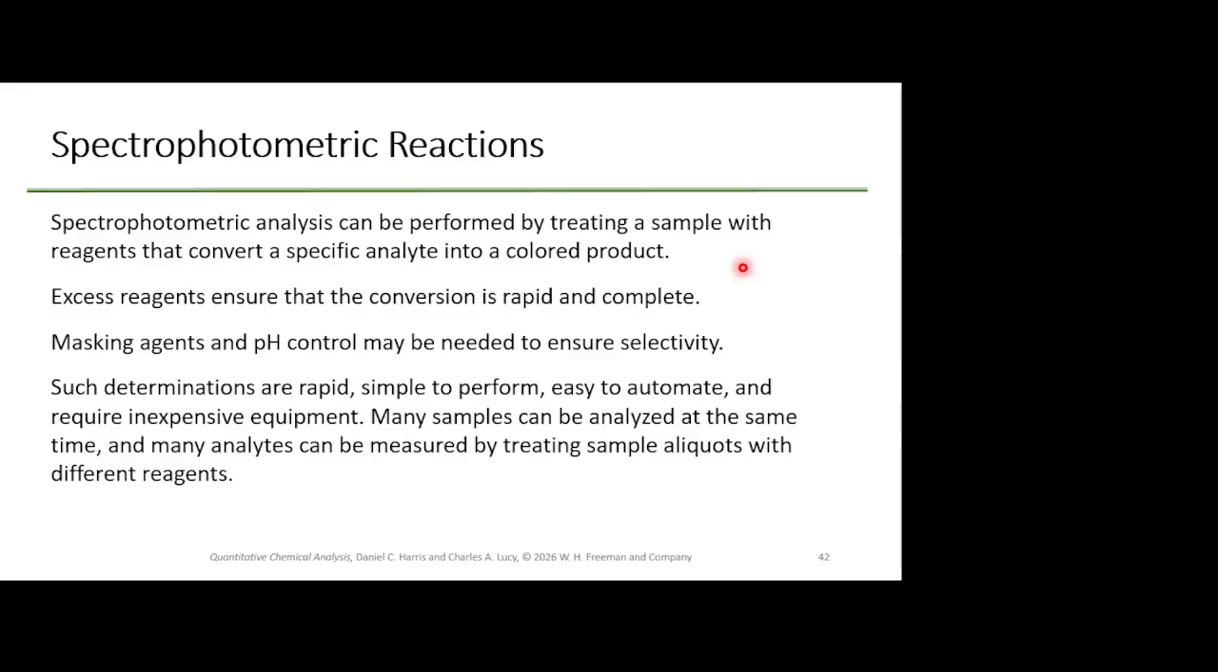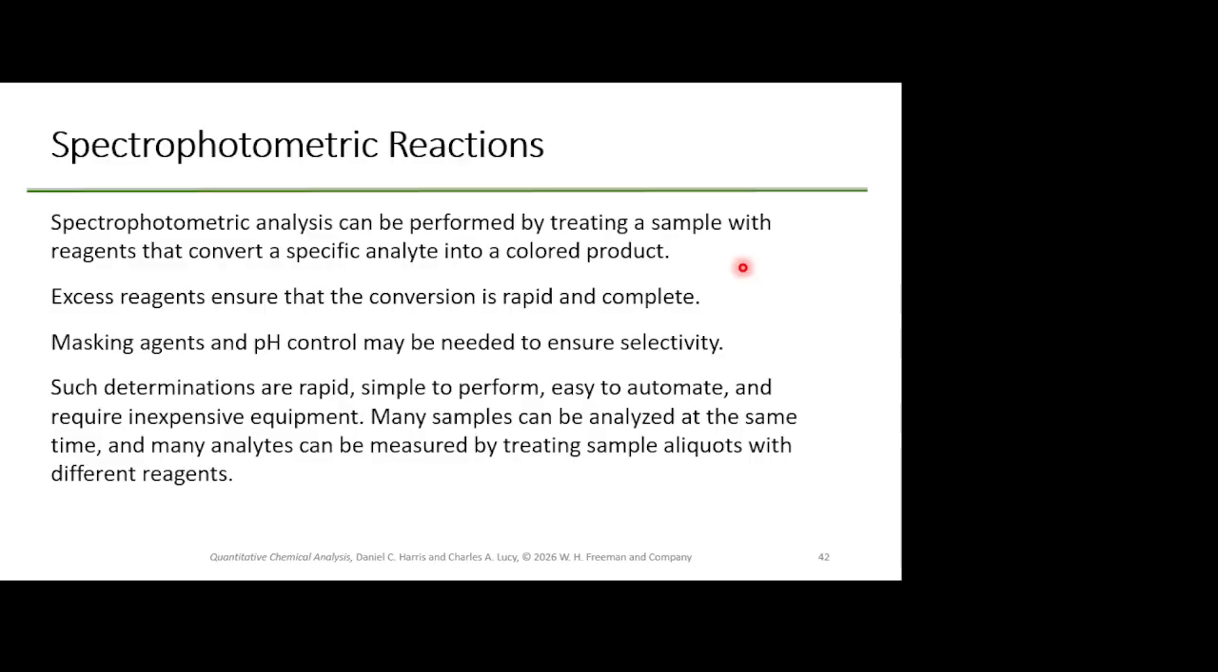So let's talk about spectrophotometric reactions. Spectrophotometric analysis, we can perform this by treating a sample with reagents that convert specific analyte into colored product. And we've already talked about this a little bit and indicated this in a bunch of the previous chapters, but this is more, we're taking that concept and we're trying to solidify it. Excess reagent is going to be used to ensure the conversion is rapid and complete. You don't want to have any of your concentration that ends up not reacting.